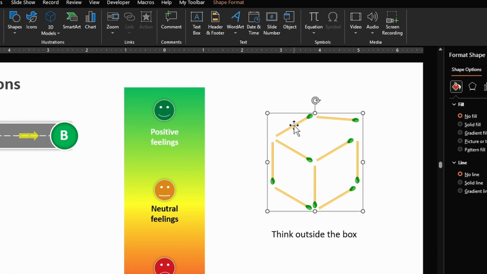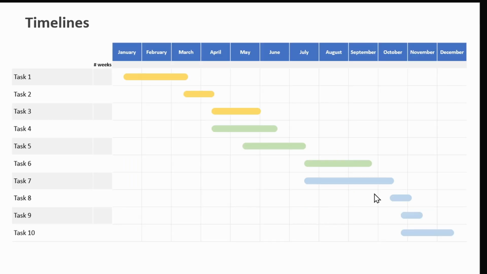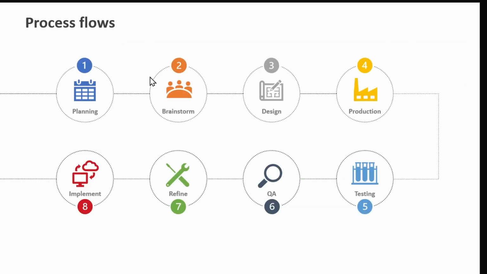These matchsticks are also shapes. If I took out one of the matchsticks, these are nothing but simple shapes. We can also use shapes to create timelines. So I have a Gantt chart here, and these are rounded rectangles used as timelines. We can also use shapes to create process flows. So we have used lines here, circles with dashed outline. We have icons, then a circle here.